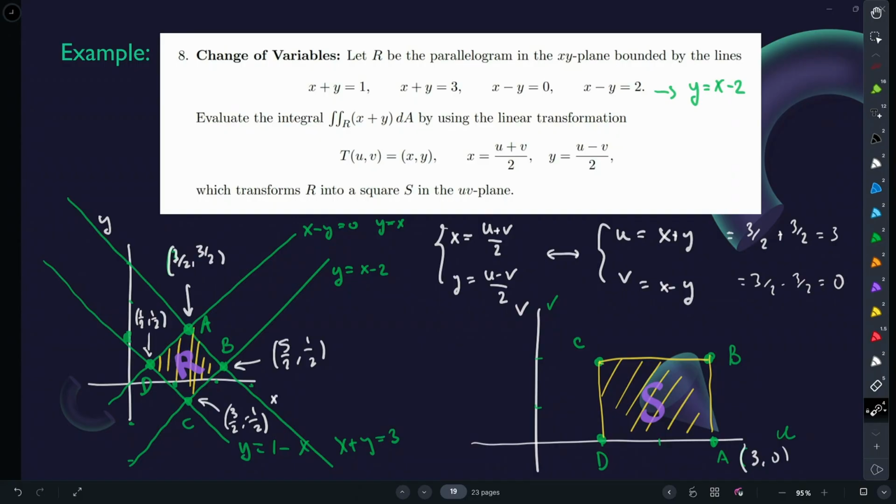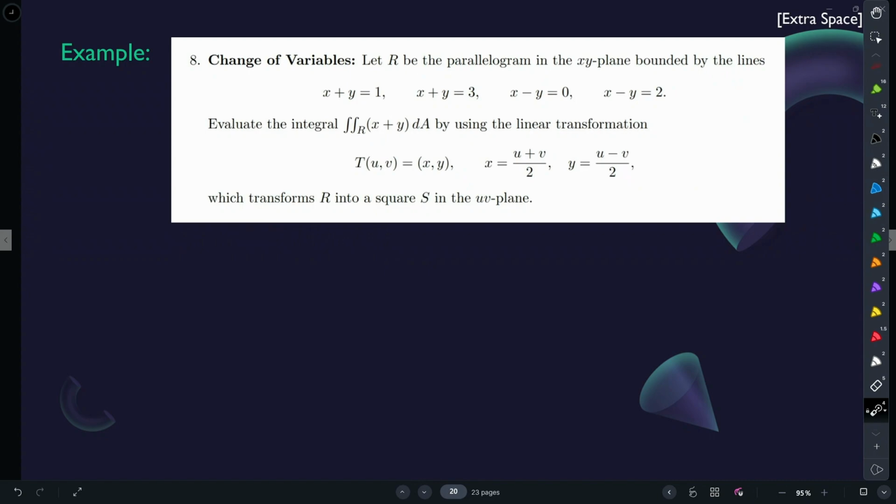So now, what is the next step to set up the integral in the u and v variables? I have to find the Jacobian of the transformation. Okay, so now the second step is finding the Jacobian.